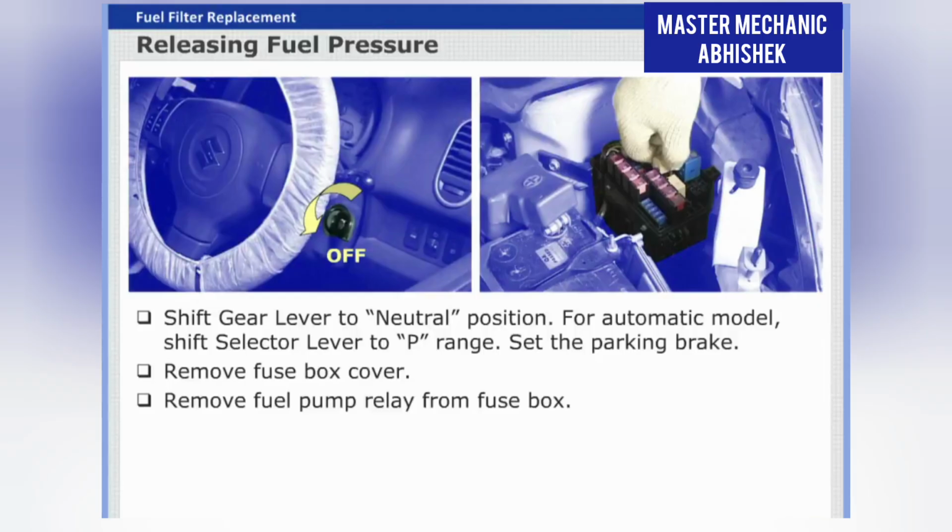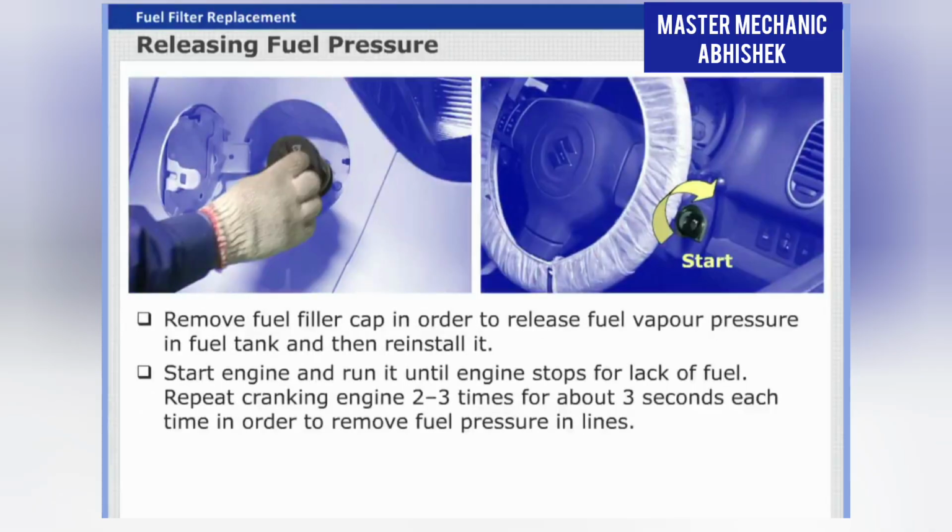Releasing fuel pressure. Shift gear lever to neutral position. For automatic model, shift selector lever to P range. Set the parking brake. Remove fuse box cover and remove fuel pump relay from fuse box. Remove fuel filler cap in order to release fuel vapor pressure in fuel tank, and then reinstall it. Start engine and run it until engine stops for lack of fuel.